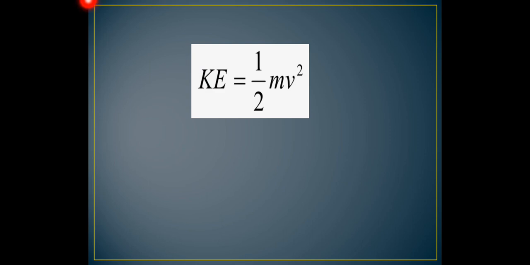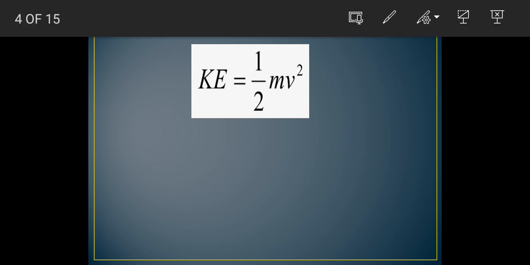To solve kinetic energy, we have a formula, which is KE equals half mv squared. KE equals half mv squared. The m stands for mass in kilograms, while the v stands for velocity in meters per second.